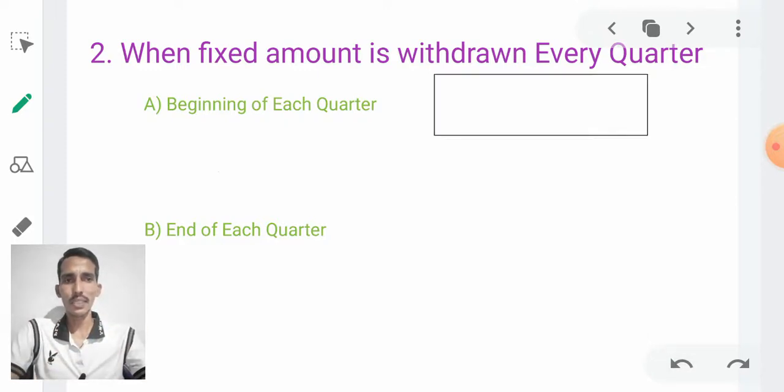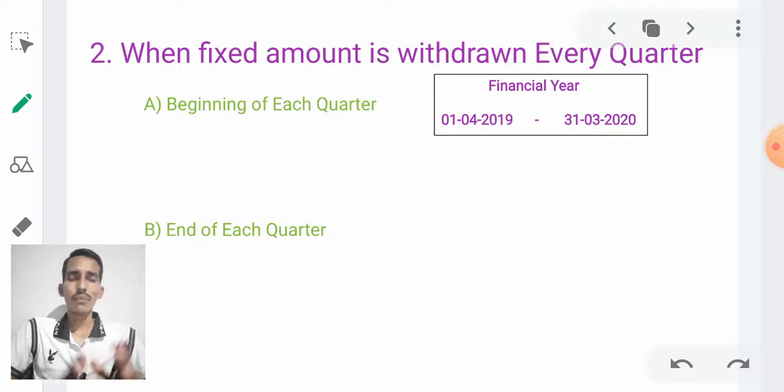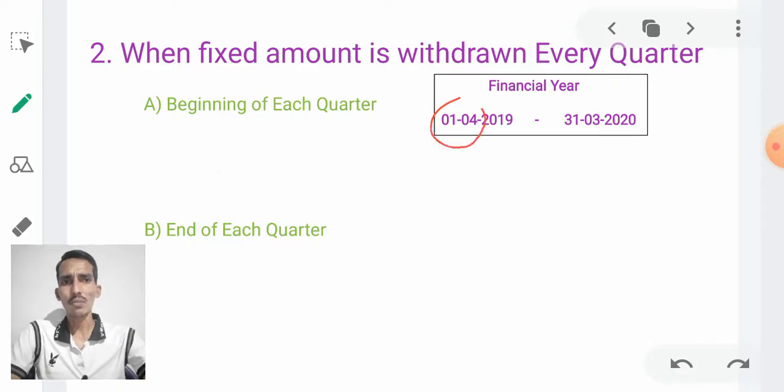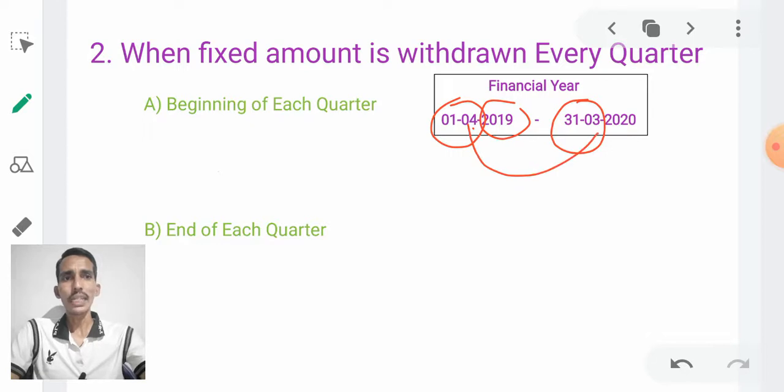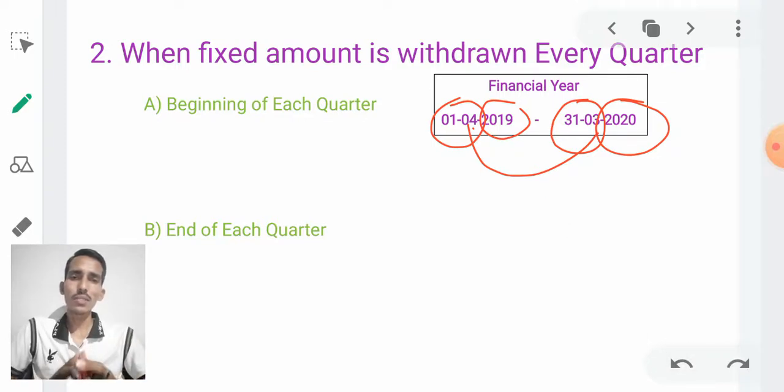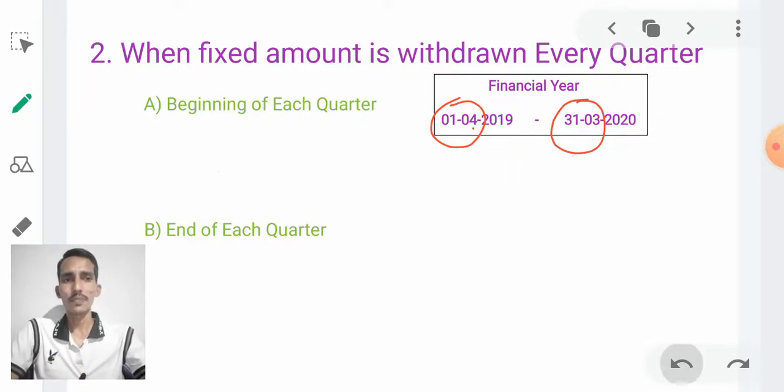Just we will see here. If we talk about a financial year, it starts on 1st April and ends on 31st March. If we calculate from the 4th month of 2019 to the 3rd month of 2020, the total is 12 months. Therefore in India there are 12 months for one financial year. Okay, let us see next, beginning of each quarter.